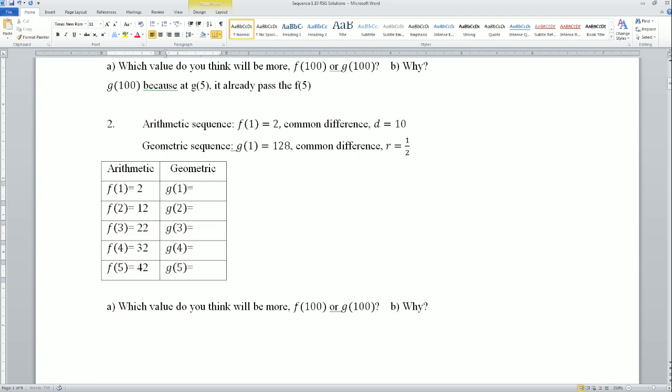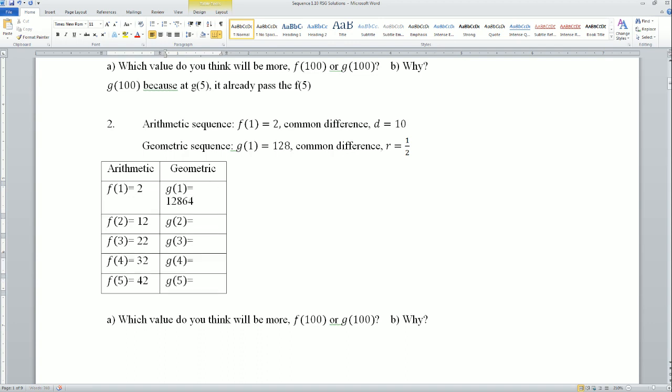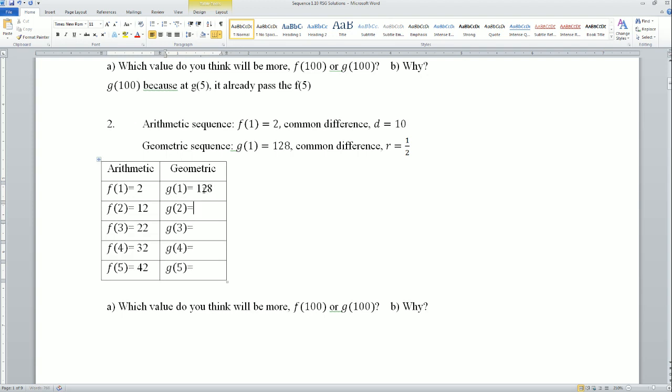Likewise here, it starts at 128. Times that by 1/2, because that is the common ratio. Gets me 64 for the second term. After that, it becomes 32. After that, it becomes 16. After that, it becomes 8.